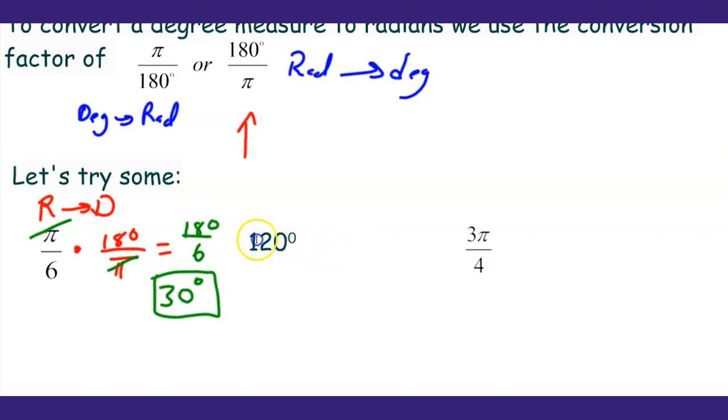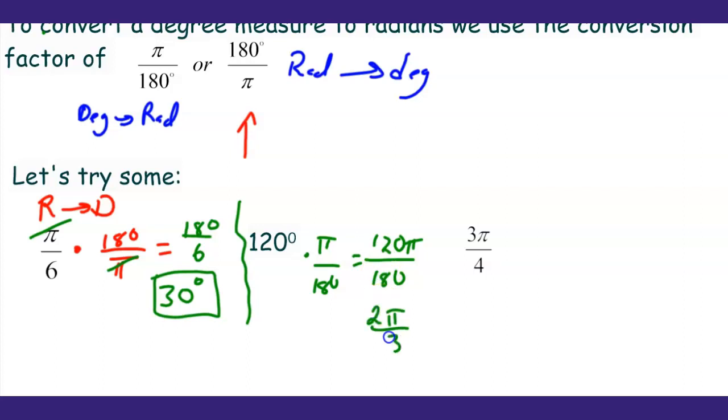This one is a degree, 120 degrees. To convert that, I need to add pi to it, so I'm going to multiply by pi over 180. I end up with 120 pi over 180, which we can reduce. I look at 12 and 18, they're both divisible by 6, so that's 2 pi over 3. 120 divided by 180 is 2 over 3, so 2 over 3 pi. Now it's a radian.